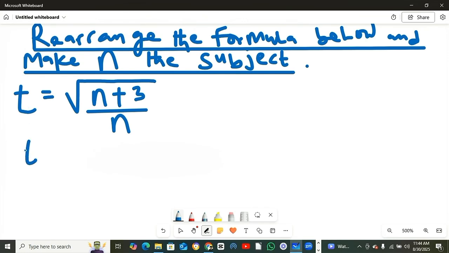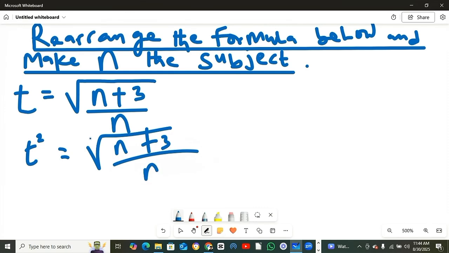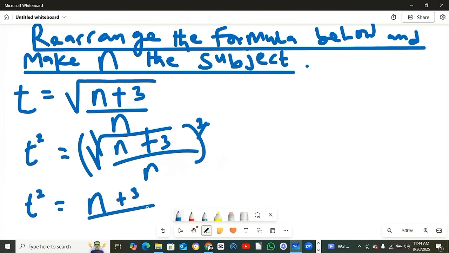So we're going to have t squared equals the square root of n plus 3 over n. So we're going to square this up. The square cancels out the square root, and so we're going to have t squared equals n plus 3 all over n.